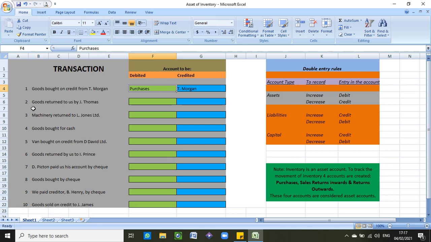The other transaction says goods returned to us by J. Thomas. So the minute we see goods, we know one of these accounts will be affected. So which one? What is happening with goods? Well, it's being returned. Returned by whom? By us. So if it's being returned by us, that means that the goods are going out of our establishment. So we need to use return outwards.